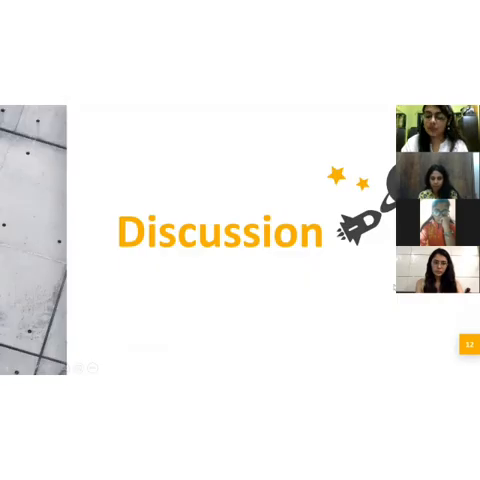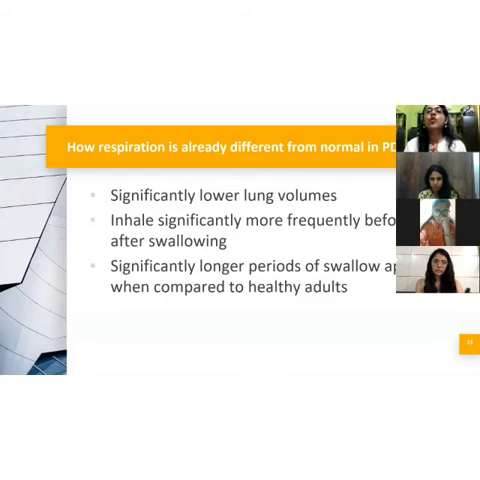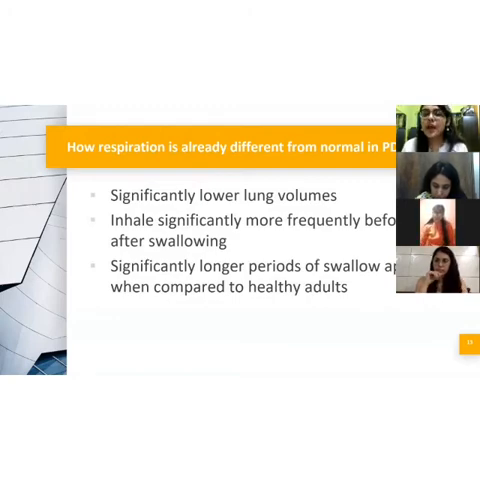Now let's discuss why we found these results and try to understand them. Before going on to the results, let's discuss how the pattern of breathing is already different in Parkinson's patients. In Parkinson's disease, significantly lower lung volumes are found compared to normal healthy adults. They also inhale significantly more frequently before and after swallowing. So this is nothing but my lung volume at initiation, which is already more in Parkinson's patients. So Parkinson's patients are going to take quick breaths.